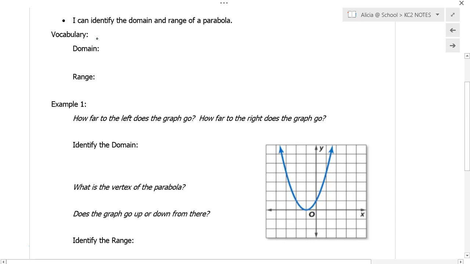Now if you could get two different colors, markers, whatever, I'm sure your teachers have some laying around. You're going to need two different colors for this activity only because it's going to help things make a little bit more sense. So the first color is domain.